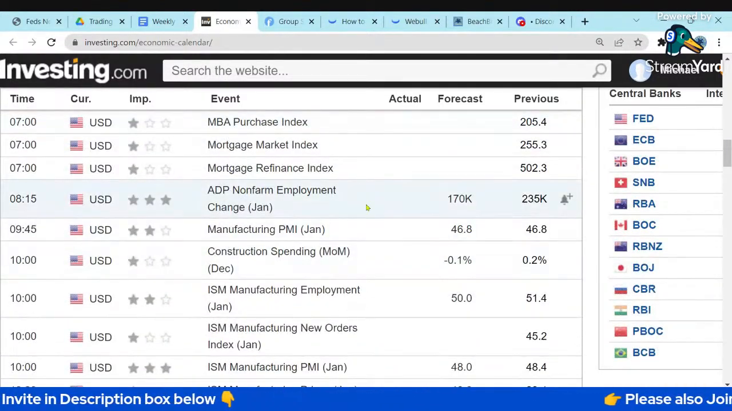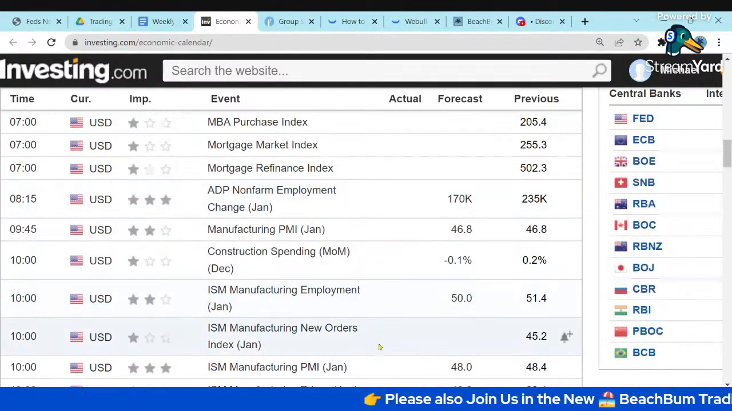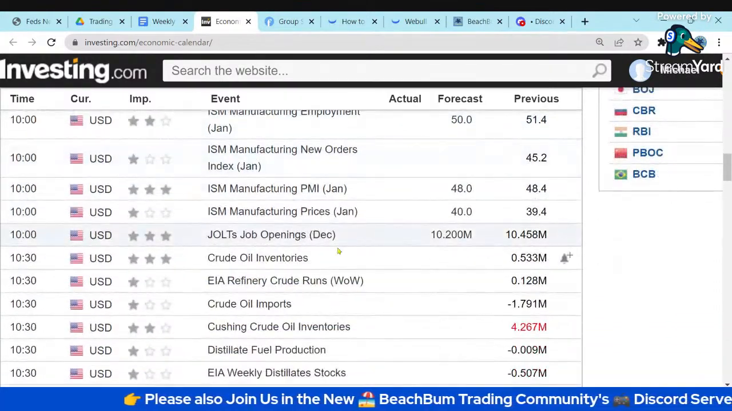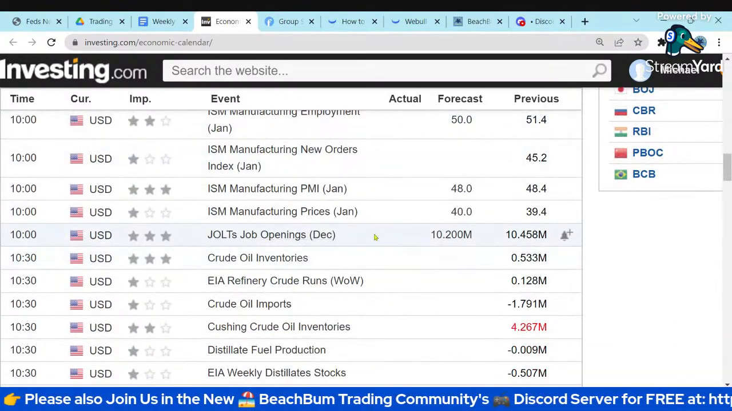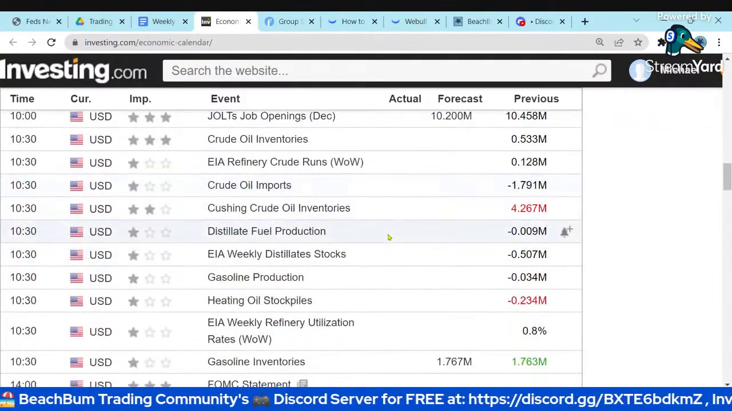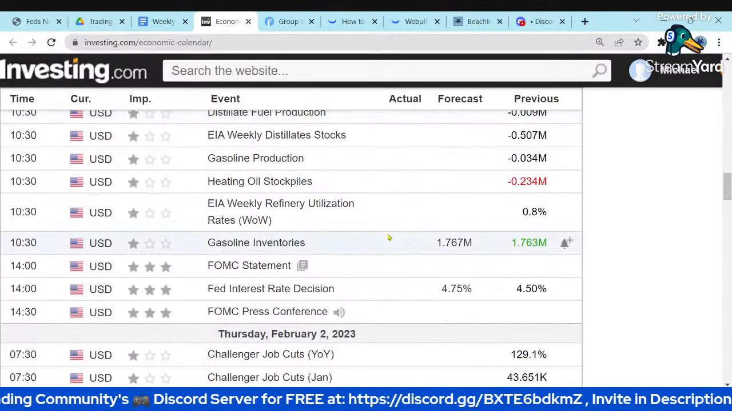Non-farm employment. They're talking about this as an ISM, as an input to the Fed's decision. It's coming pretty late, right before the Fed has their meeting. JOLTS, again, job openings. So these are inputs to the Fed's decision.